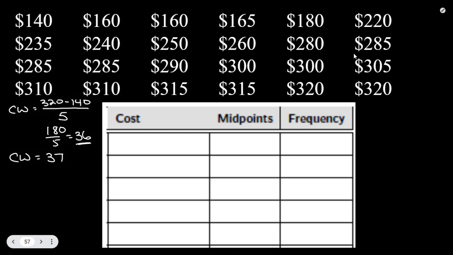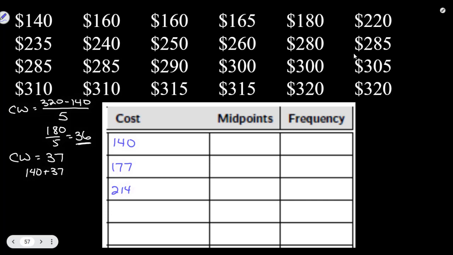So the way we make our table, we are going to put our smallest value in here, 140. To figure out the next value, we're going to take that 140 and we're going to add 37. So 140 plus 37, and that's going to give us 177. And I'm going to grab my calculator here to do the rest of these. So 177 plus 37 again gives us 214.